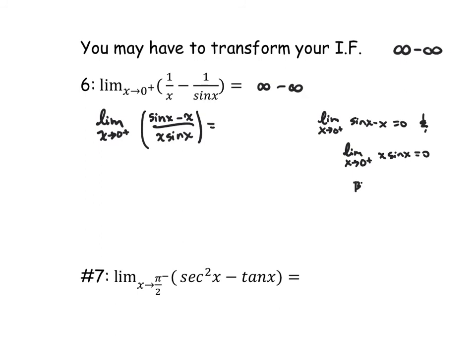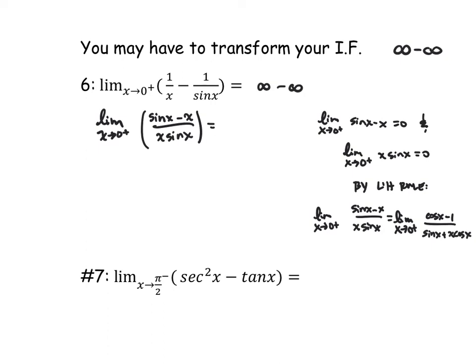Therefore, by L'Hopital's rule, the limit as x approaches 0 from the right of sine x minus x over x sine x will equal the limit of the derivatives of the numerator and denominator, which will be cosine of x minus 1 over, we have to do a little bit of product rule here. Derivative of x is 1. Derivative of sine x is cosine x.